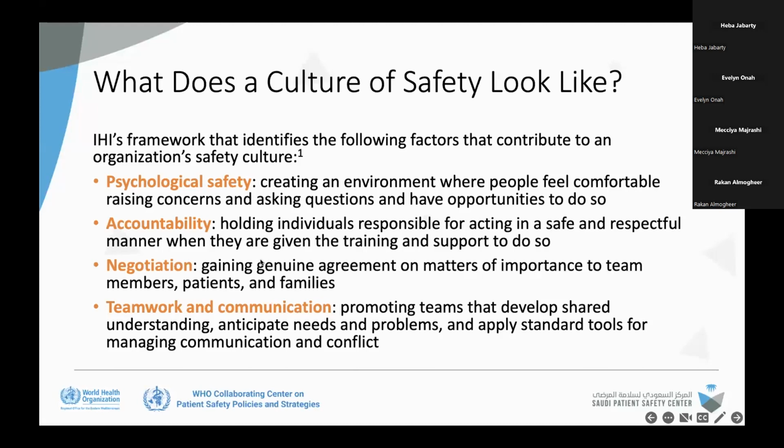Negotiation, where everyone says their point of view without feeling disrespect, and they negotiate taking into consideration that this is a genuine agreement and that safer care is the priority. Teamwork and communication should be promoted: teams that develop shared understanding, anticipate needs and problems, and apply standard tools for managing communication and conflict.